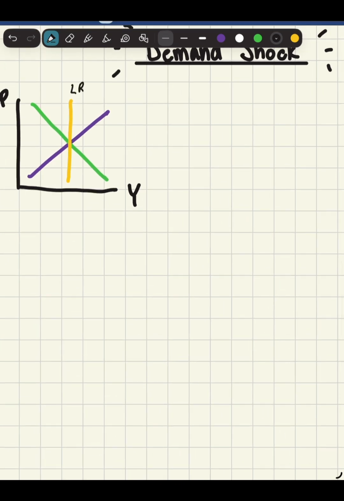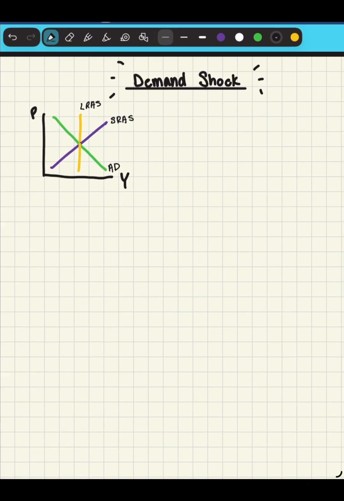The yellow line is going to be long-run aggregate supply. Purple is short-run aggregate supply. And then the green is aggregate demand. Then we are going to move on to labeling some points.